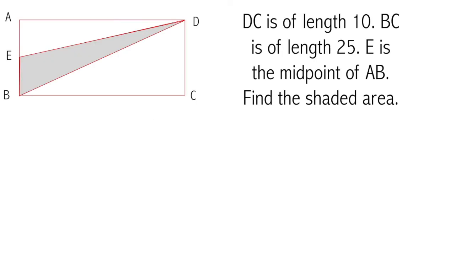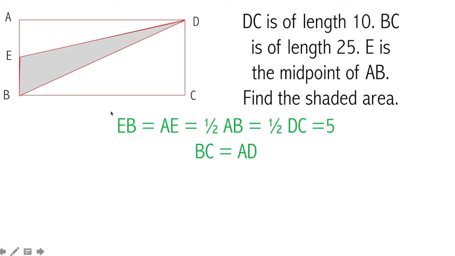This is another kind of question where perpendicular height becomes important. So in this question, we want to find the shaded area, where DC is 10 and BC is 25. So first thing we need to be clear on, we see that E is the midpoint of AB. So what that means is that AE is equal to EB, which is equal to half of AB, because opposite sides are equal in a rectangle. E is the midpoint. This means EB is half of AB, which is half of 10, which is 5.